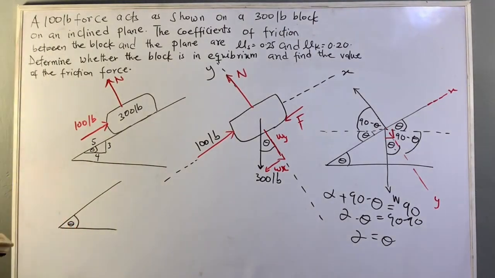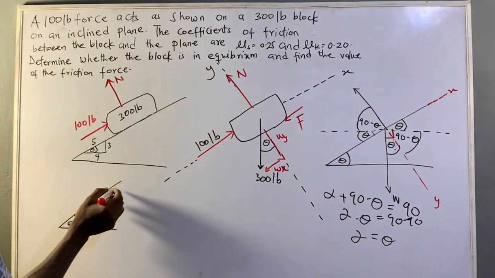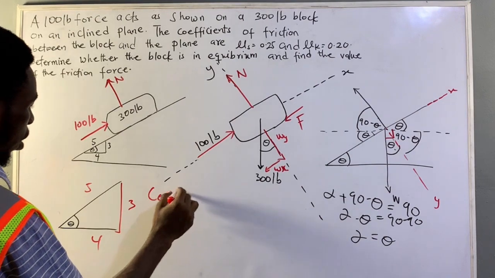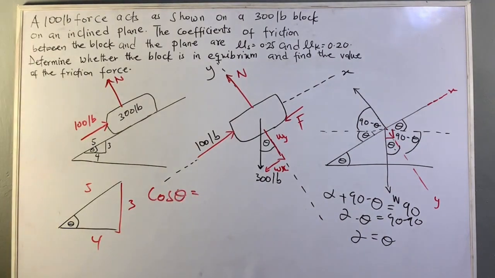Now let's take the cosine of this theta here. This is our 3, this is our 4, and this is our 5. Cosine of theta will be equal to the adjacent side over the hypotenuse.